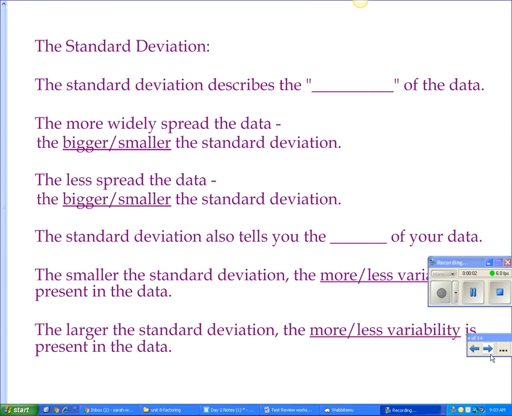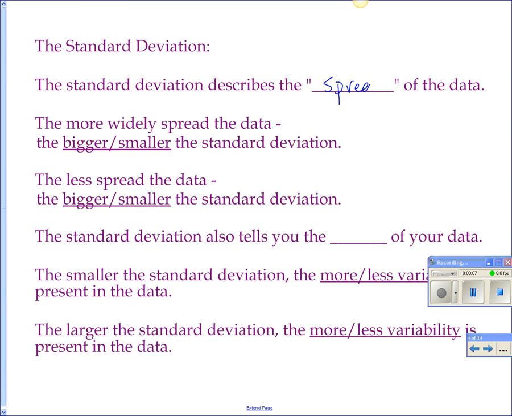All right, the standard deviation. Standard deviation describes the spread of the data, whether it's wide or whether it's all close together. So standard deviation tells you how spread out things are. It can be really spread out or it can be really close together. Okay? All right. The more widely spread something is, so the more wide it is, would you guess the standard deviation would be bigger or smaller if it's more wide?